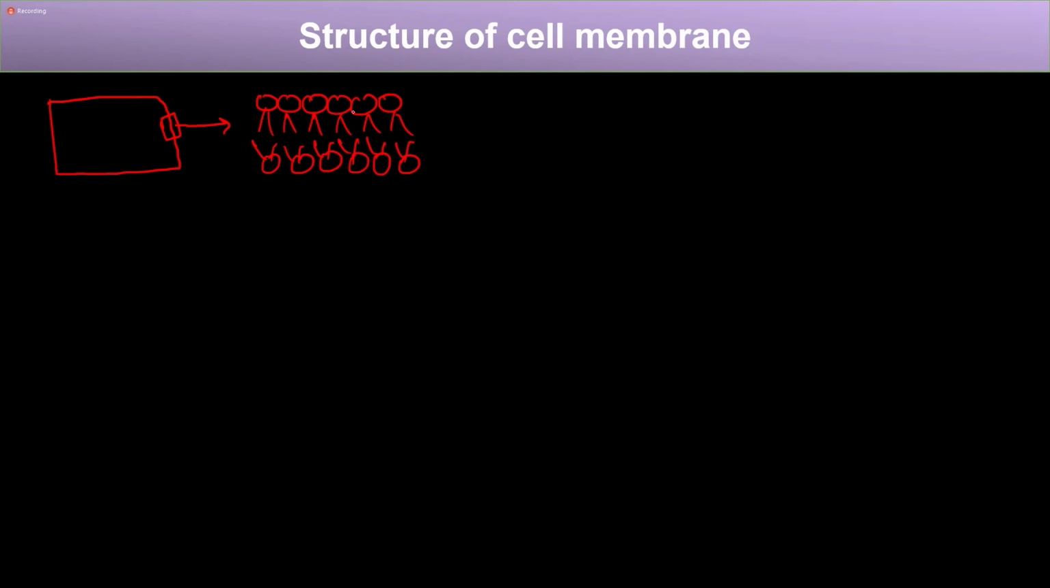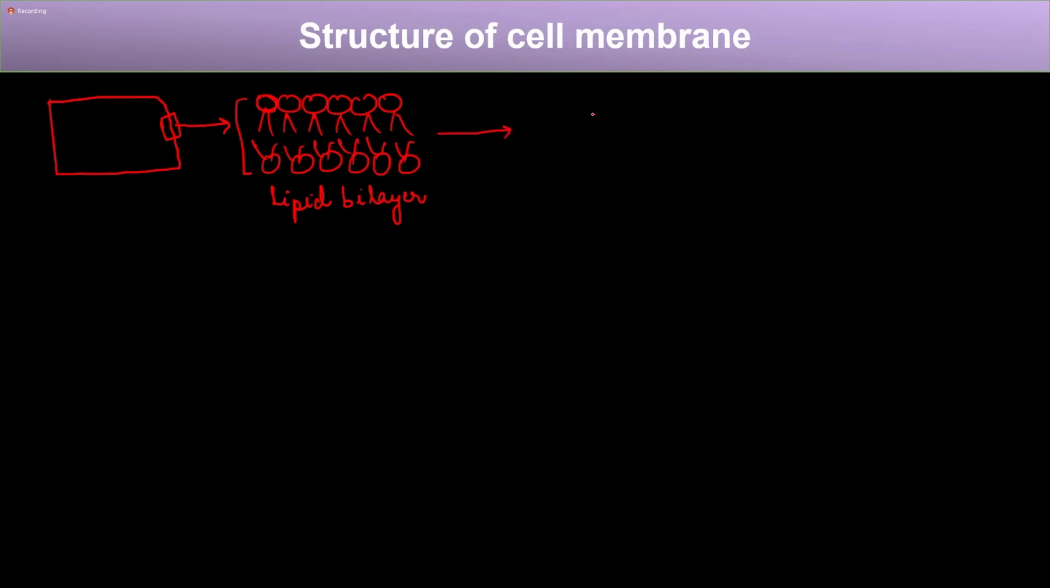Okay. What is this structure? This is lipid. These are the lipid moieties. So the structure is made up of lipid. And in these lipids, you can see that there are two layers, right? Hence, we say that the plasma membrane is made up of a lipid bilayer.